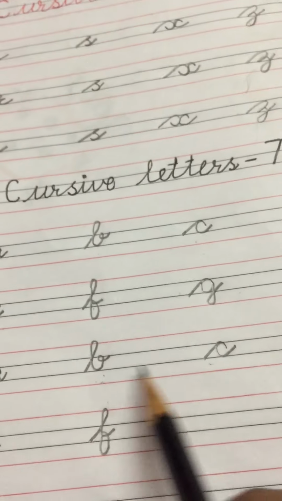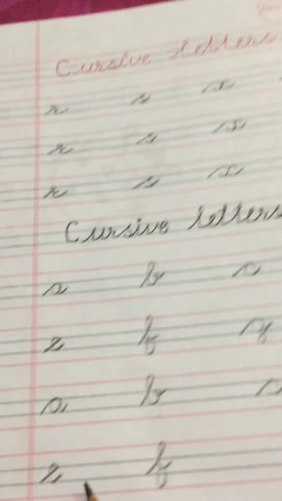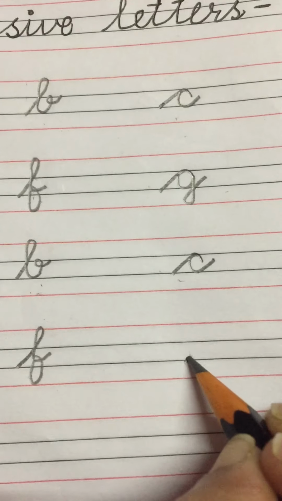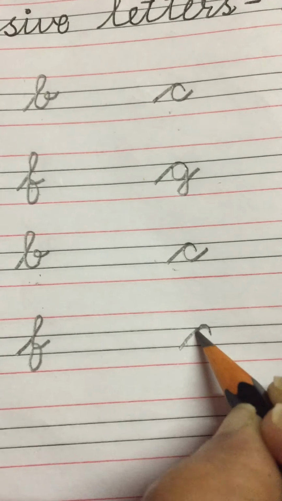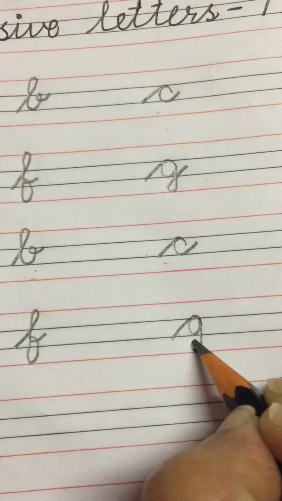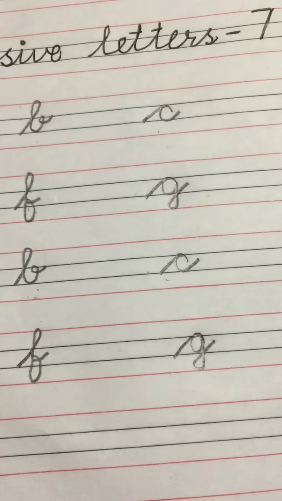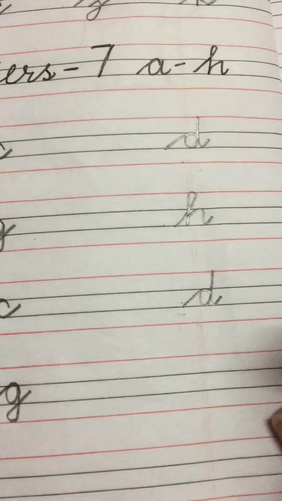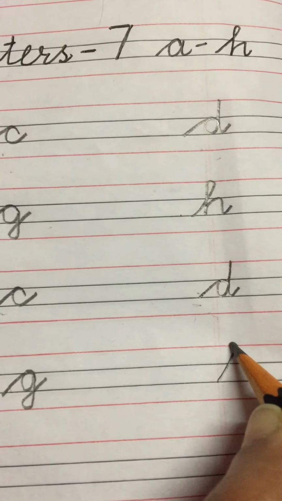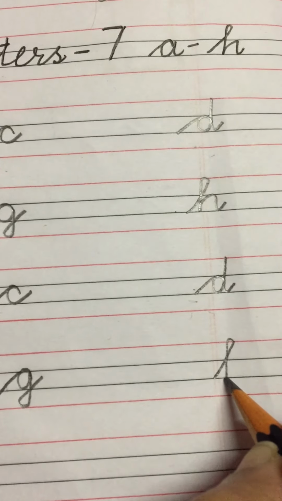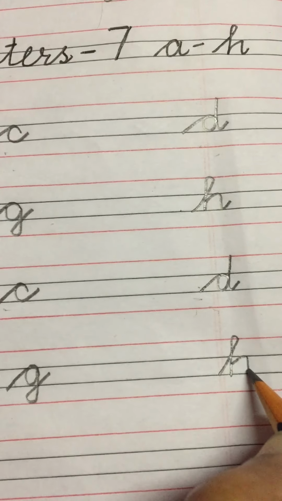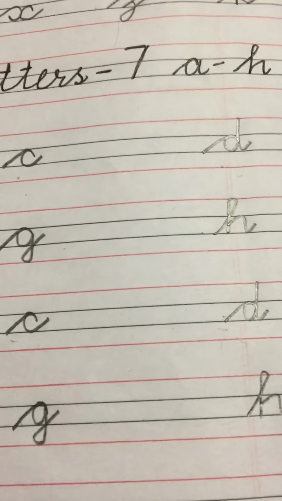A, B, C, D, E, F, G. Make A first, okay, like this. Touch it here. Now come to the red line, like this. Make a loop, like this, okay. This is letter G. Now make letter H. Start from here. Slant line, touch the red line, come down till third line, go up, slant line, come down and go up. This is letter H.